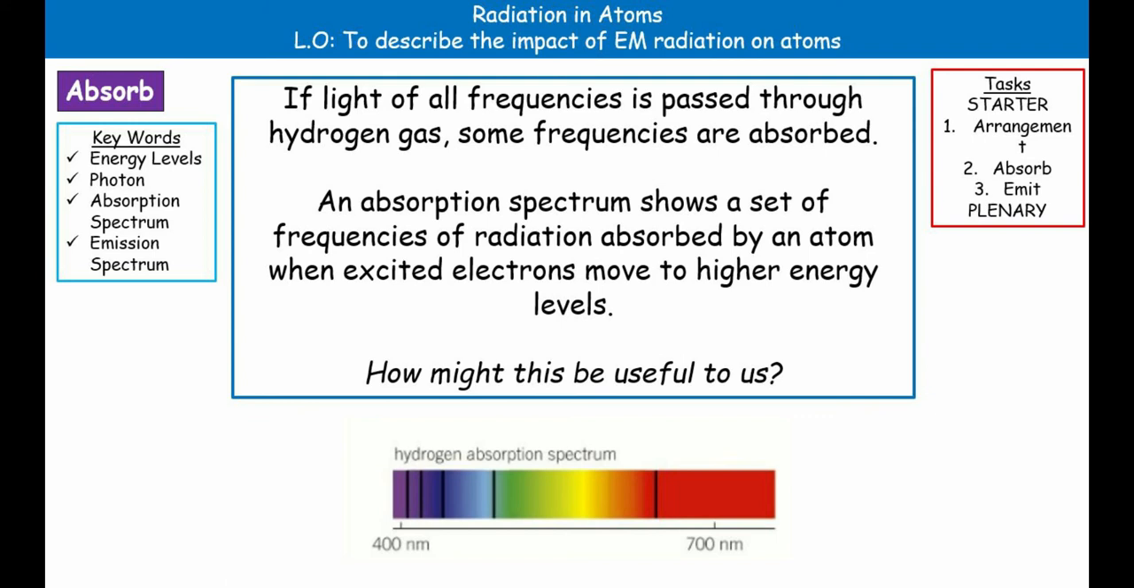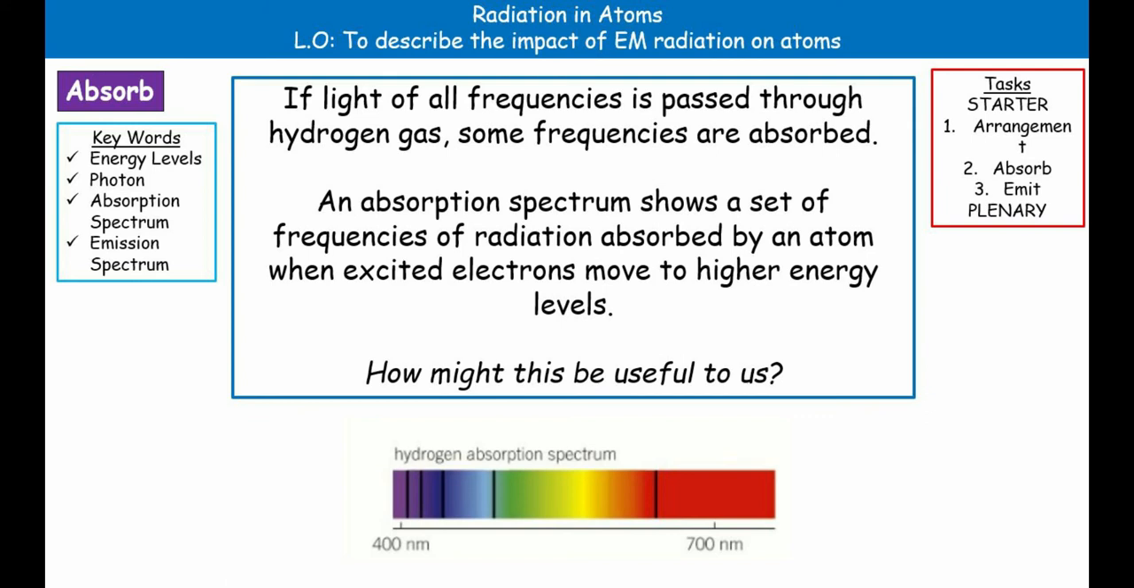Now, I've shown you one at the bottom there for hydrogen, and what we can see is we've got our typical band of the colours going from our purples through the greens to the reds, but there are some vertical black lines on there. Those are showing the frequencies of radiation that have been absorbed by the hydrogen gas. The reason that those ones are gone is because that was the amount of energy needed to excite those electrons and move them to the higher energy level.